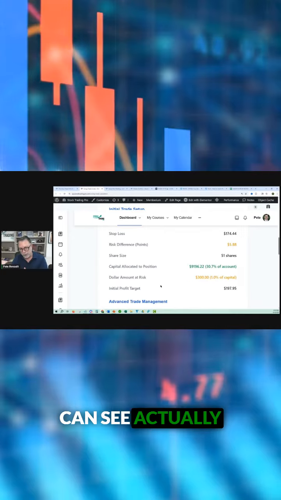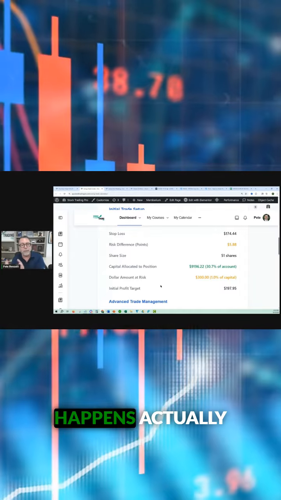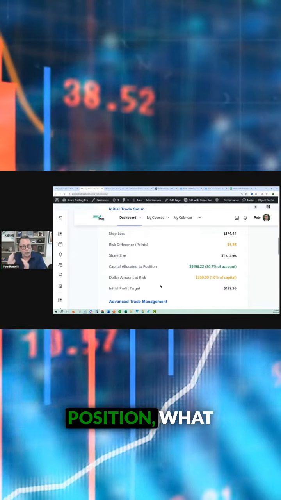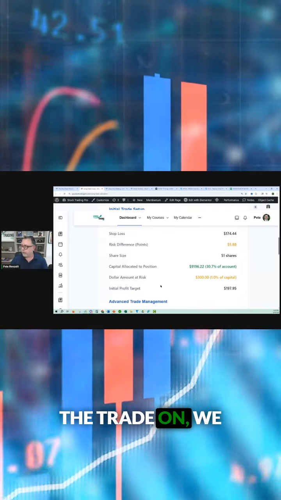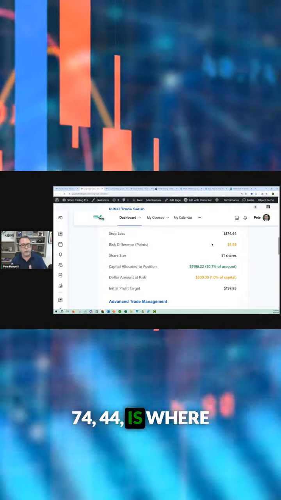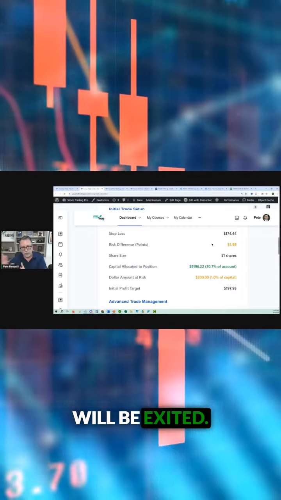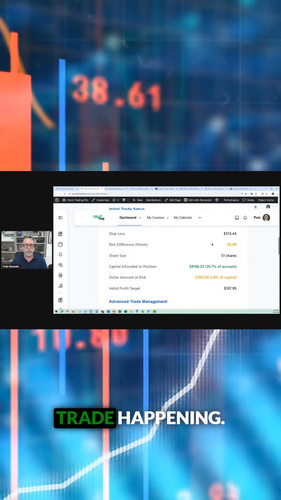And then you can see actually on the bottom there, the advanced trade management is really getting to the next part. What happens when we're actually in the position? What do we actually do at that particular point? But before we put the trade on, we already know that worst case scenario, this 174.44 is where the swing trade will be exited. So we already know that. We're willing to risk that. We're willing to accept that prior to the trade happening.